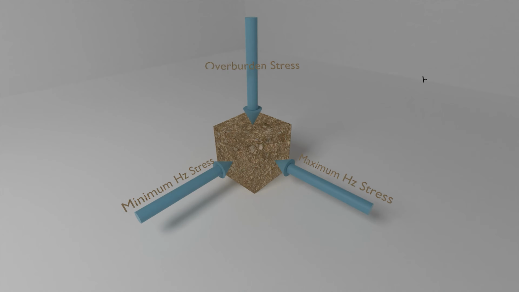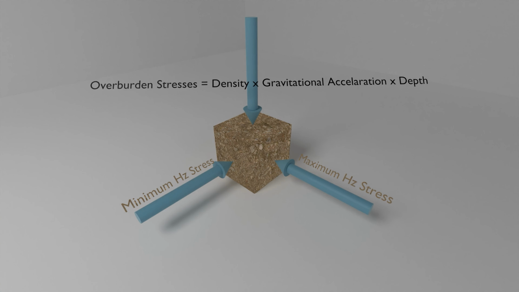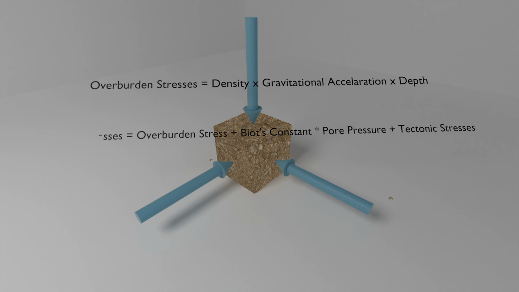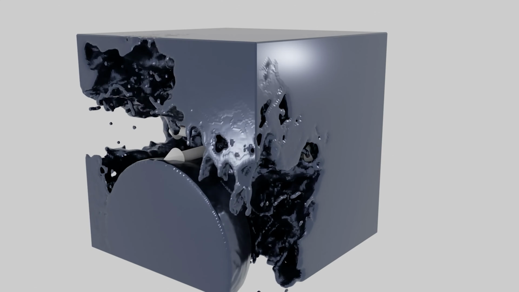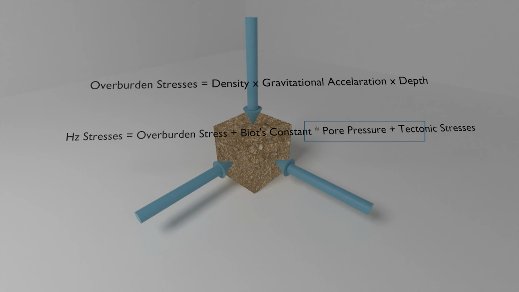The overburden stress could be simply known by calculating the weight of the rock and fluids above, from the surface till our cube. The horizontal stresses calculation is a bit complicated and is affected by three main stresses: the overburden stress itself, the pore pressure resulting from the fluid inside the pore spaces of the rock trying to escape and pushing the rock outwards, and finally the tectonic stresses.